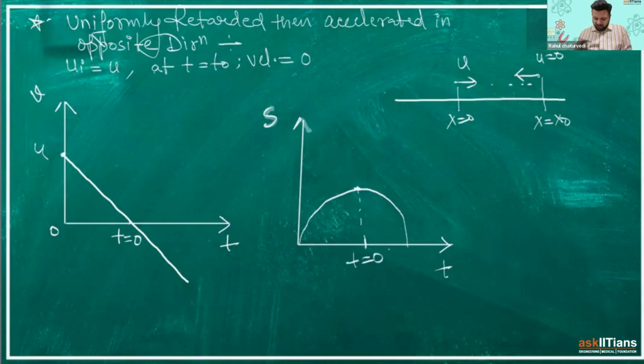So these are the cases of graphical motion, or you can say how you can represent motion in a graph, and the graphs are ST, VT, and AT.